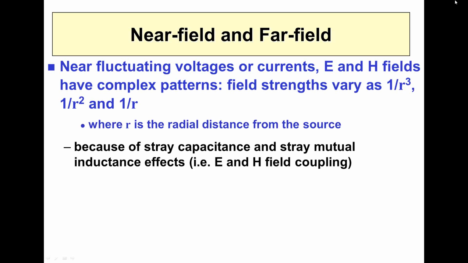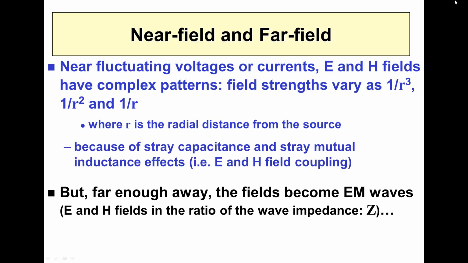A wire in a box, perhaps. We can think of these 1 over r cubed, 1 over r squared terms as stray capacitance and stray mutual inductance. Actually, the other way around. The r cubed is usually the inductance, and the r squared is the capacitance. Stray electric and magnetic field coupling.